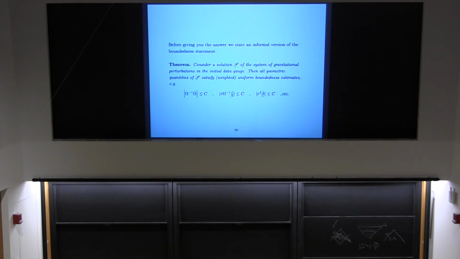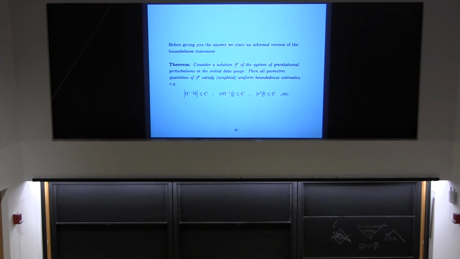So before I tell you the resolution for this other quantity chi bar hat, let me give you an informal version of the boundedness statement. So for this gauge prepared solution, what we call the solution in the initial data gauge, S sub hat, you can prove that all geometric quantities are bounded. I've just given 3 examples here: a metric coefficient, a connection coefficient, and a curvature coefficient.